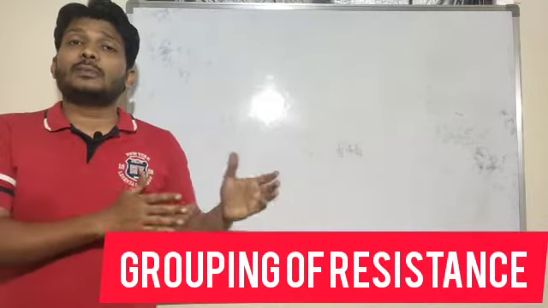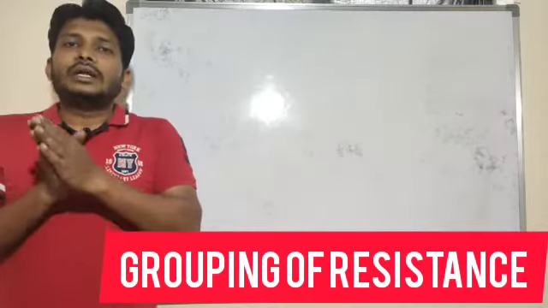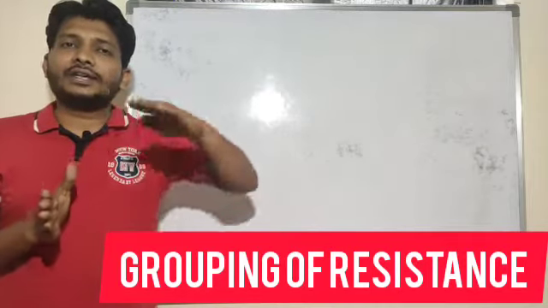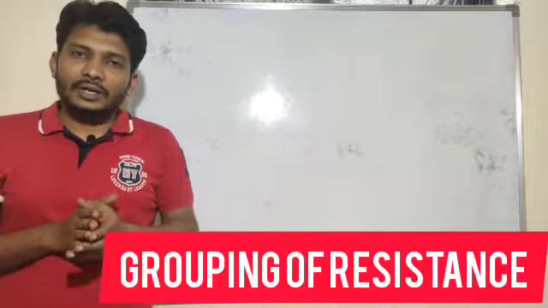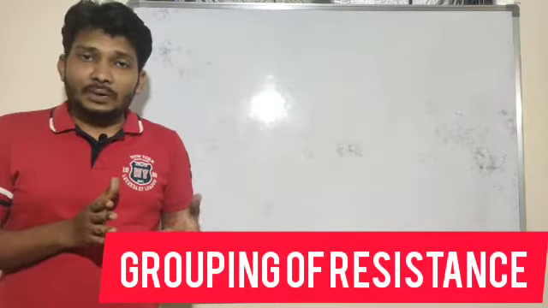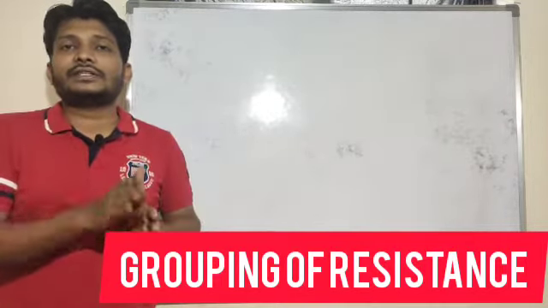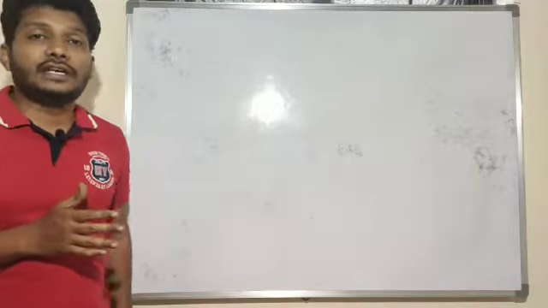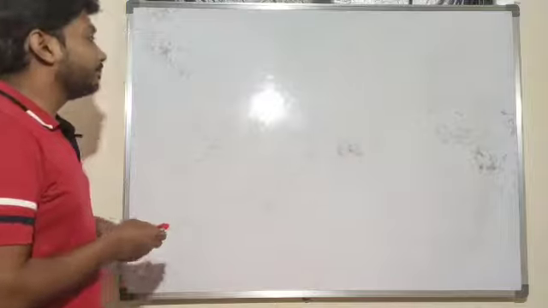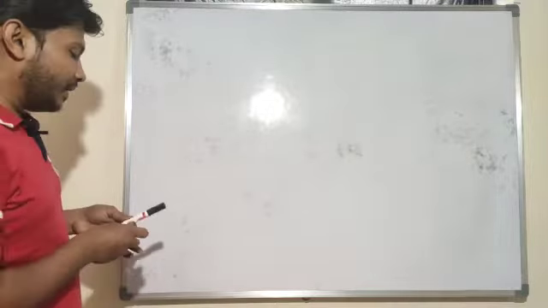In grouping of resistance, I would like to connect a number of resistances in a series combination, or otherwise in a parallel combination. If you connect them in series combination, what will be the effective resistance? If you connect them in parallel combination, what will be the effective resistance? I need to find that out here. So today let me start with grouping of resistance.